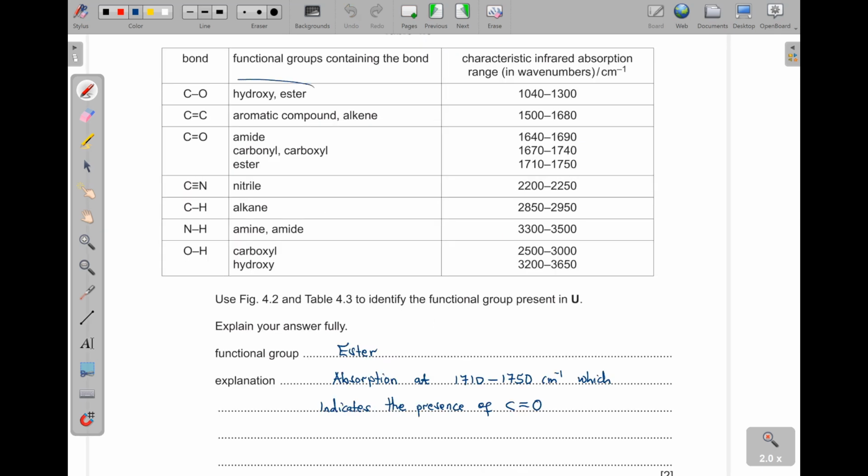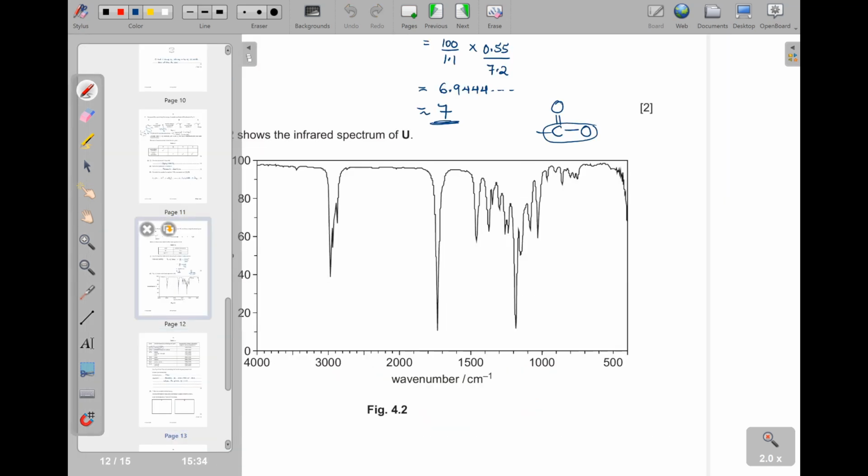C-O, it is in hydroxy because you can have an OH. Yes, you can have an OH for an alcohol, but for an alcohol we have something big. The peak is wide, and what we are having here is not a wide peak. For an alcohol it has to be big like that.